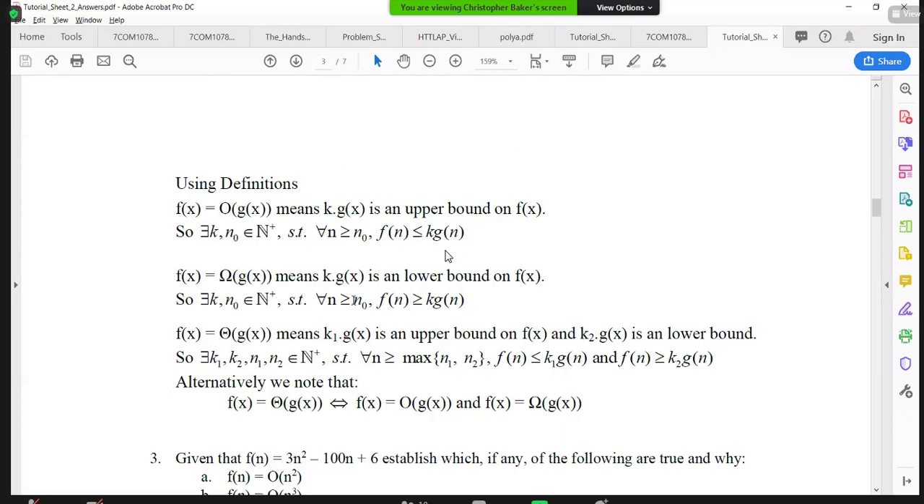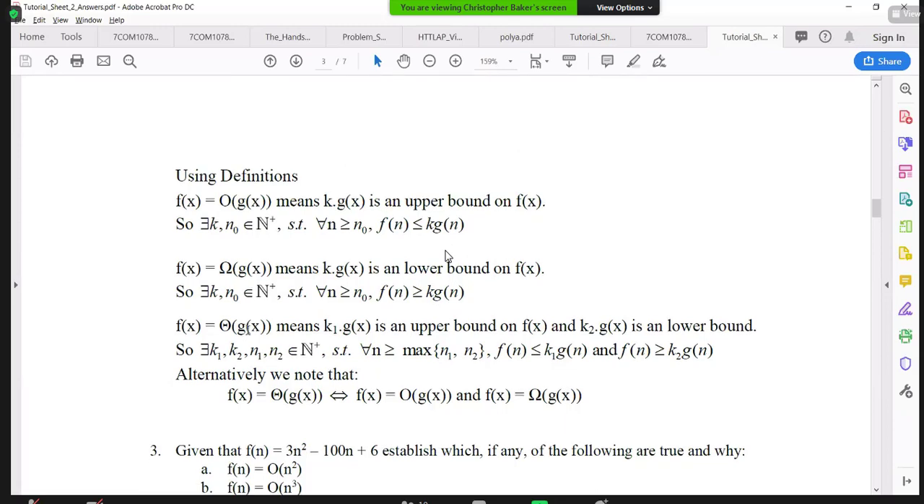f of x equals theta of g of x is an upper and lower bound. So you've got a number times g of x which is a lower bound, and another number times g of x which is an upper bound. Alternatively, you can note an easier definition, which is these first two definitions combined. So f of x is big theta of g of x if and only if f of x is O of g of x and f of x is also omega of g of x.